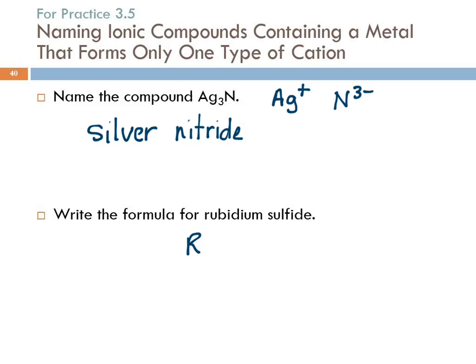Rubidium is Rb, and what charge does it have? +1. Another thing I forgot to point out, here's another example of chemists avoiding the number 1. This is a +1 charge, but we don't write the 1.